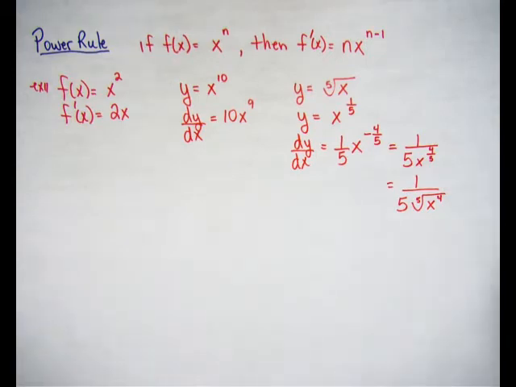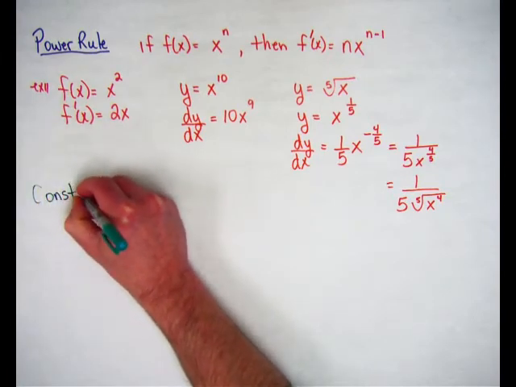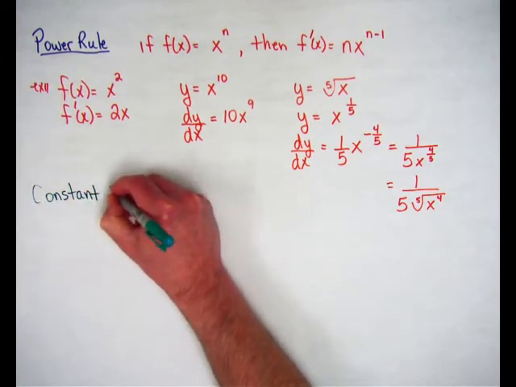The next rule is called the constant multiple rule.